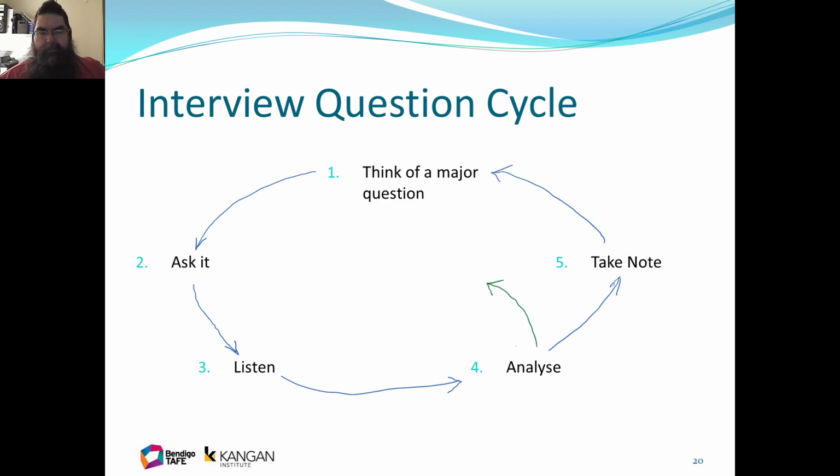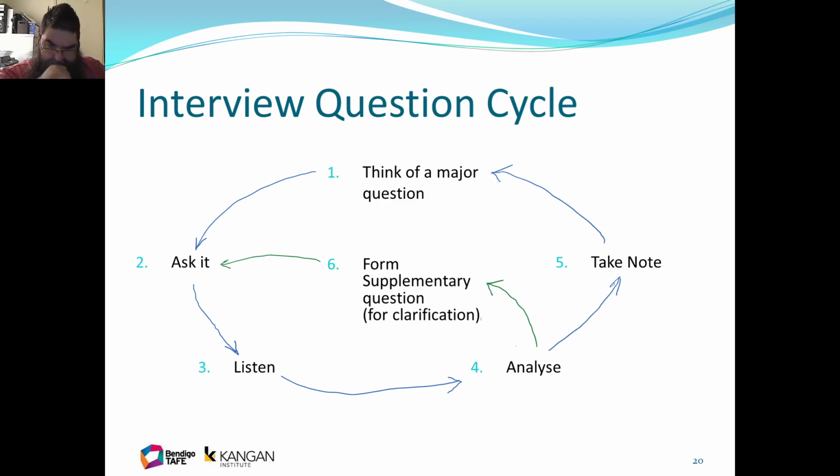With that, we come into our clarification or probing questions to get further information from their answer to that original question. And you've got a little sub loop. You create your supplementary question, you ask it, you listen, analyze, and you continue that little loop until you are satisfied that you have a complete understanding of what they're saying.